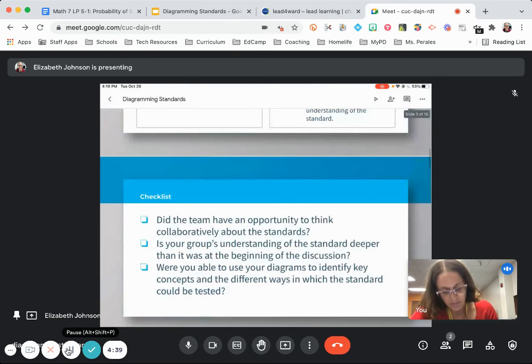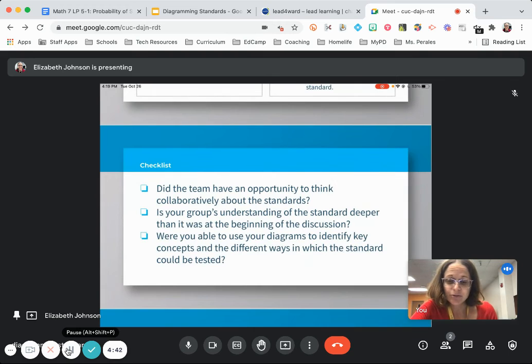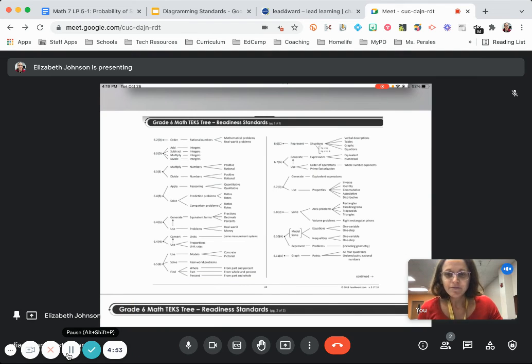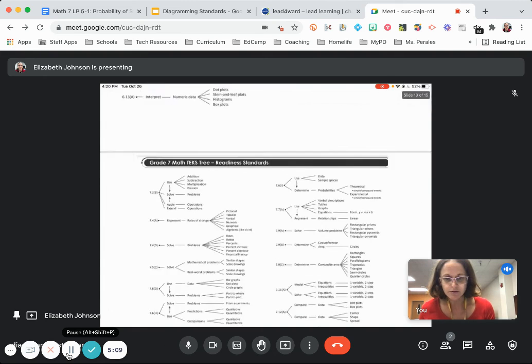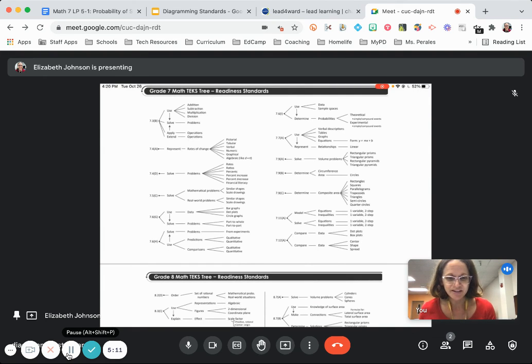Remember that our goal here is really to have an opportunity to collaboratively think about the standards, to come to a deeper understanding together, and then just to use these diagrams to identify the things that we need. Now, if you for some reason feel stuck and confused, the readiness standards are all diagrammed at the end of this presentation by Lead Forward. Again, I don't always agree with their diagrams, but I do think they're useful and it can be helpful to look at them. You can look at all of those at the back of this presentation.